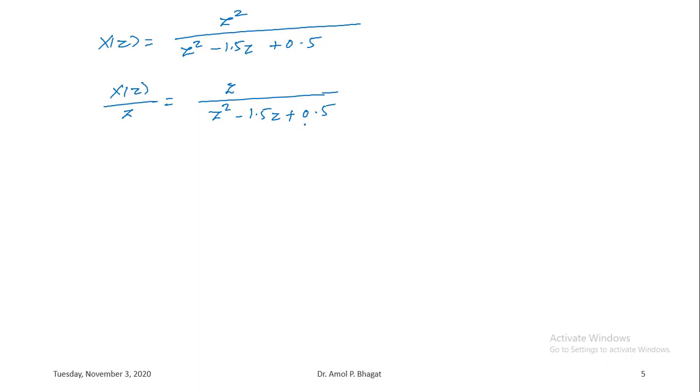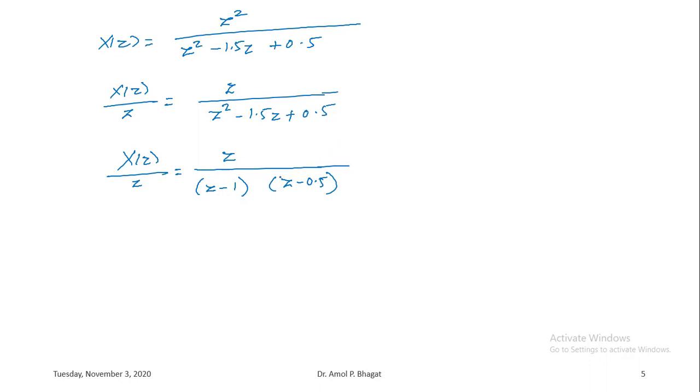So remaining term will be z upon z square minus 1.5 z plus 0.5. Correct. So once you identify the roots of this denominator, you will get X of z upon z is equal to z upon (z minus 1)(z minus 0.5). So it has two roots. First one is 1 and second one is 0.5, right? So if I'm multiplying this minus 1 with minus 0.5, I'll get 0.5, right? And if I'm adding these two values, that is minus 1 and minus 0.5, I will get minus 1.5, right? So these two roots are there. If you are multiplying these two brackets, you will get this denominator term, that is z square minus 1.5 z plus 0.5, right?